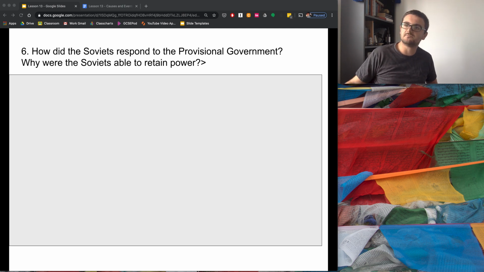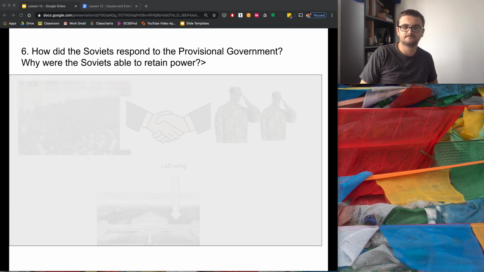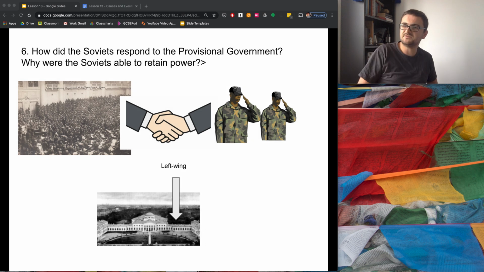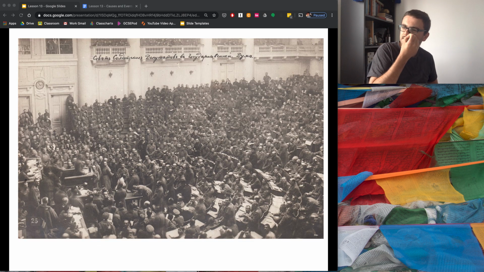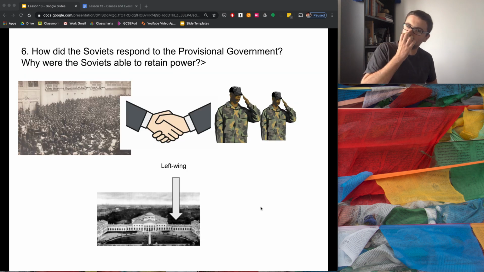Lovely. Here are some clues. Look at the images carefully. Now, actually, to help you, that first image, I've got a larger version here. You can see how closely packed together the people are in this room, in this arcing shape. What do you think this room is? How does that help you answer the question? Pause the video and empty your head.